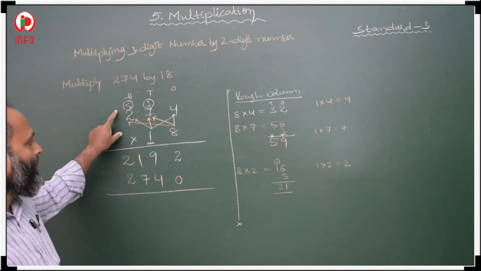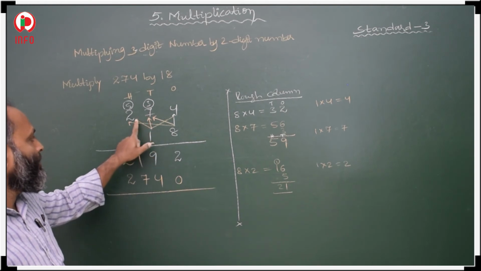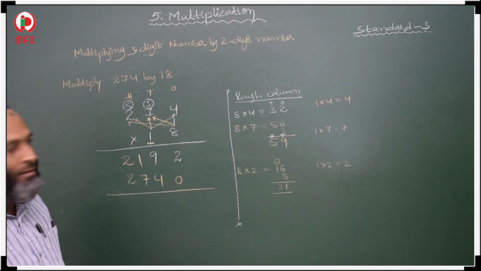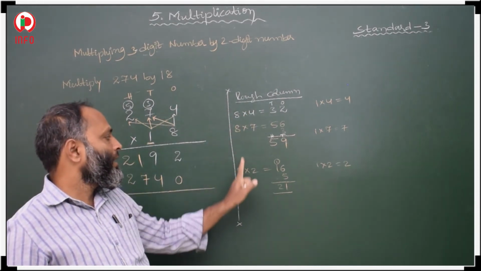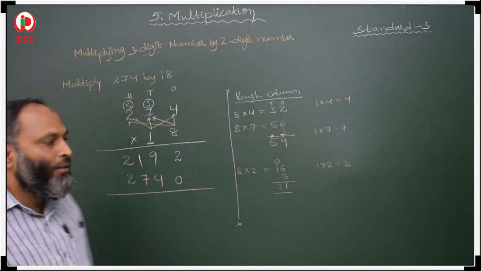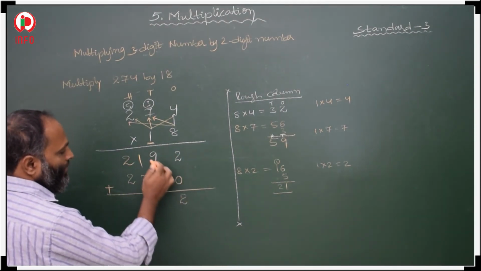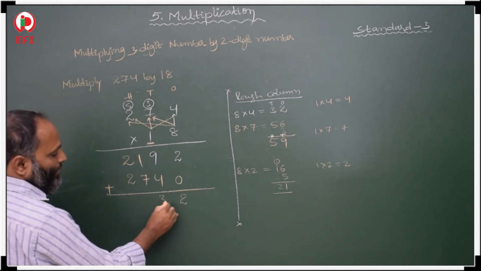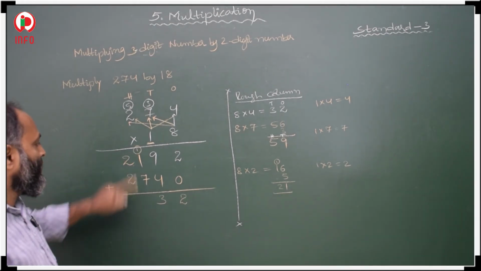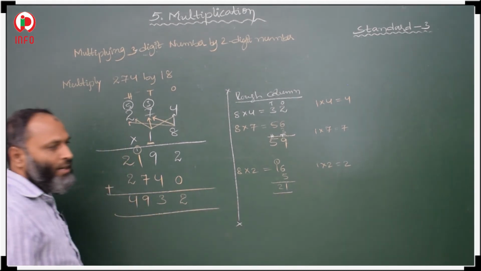Then over here 1 with 4, 1 with 7, 1 with 2. Over. Now we have to add. 2 plus 0, 2. 9 plus 4, 13 and 1 here. 7 plus 1, 8. 8 plus 1, 9. 2 plus 2, 4. So this is our answer.